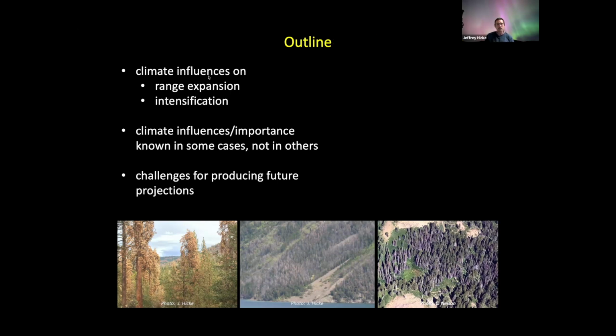Here's an outline of what I'm going to talk about. I'll be discussing the climate influences on forest insects in terms of range expansion, as well as what I'm calling here intensification, which means more frequent outbreaks, a greater extent of outbreaks, or more mortality or damage within outbreaks. I'll try and illustrate that in some cases, climate influences and importance is known, but in cases of important insects, it's not very well known. And then I'll finish up with some challenges for producing future projections.